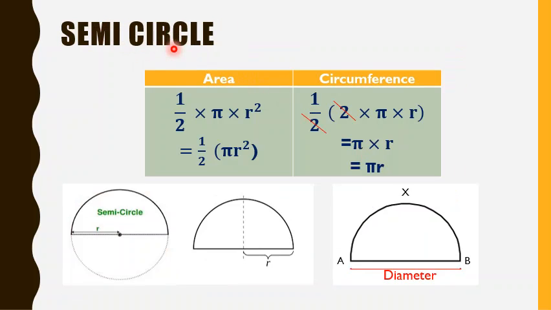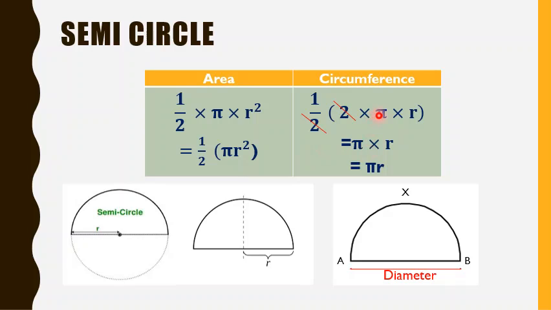As for the semicircle, a semicircle means that it is half of a whole circle. As you can see here, this is a full circle which I cut into half. So the half circle is what we identify as a semicircle. For the area, from the whole circle we have pi r squared. Since this is a half circle, we only need to add half in front of the formula. So now we have half times pi r squared.